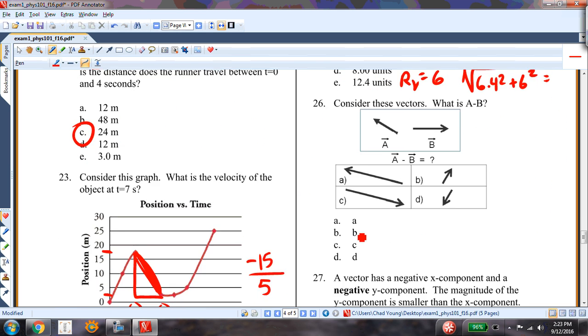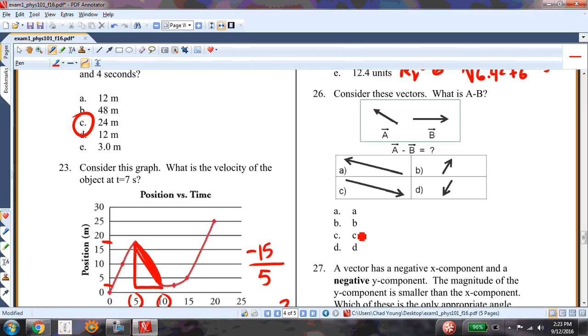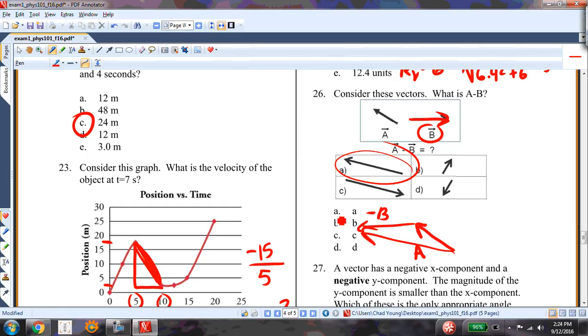Now consider these vectors. What is the difference? A minus B. So I first draw A. This is A. And then I draw the negative of B. That's negative B. Notice B was in this direction, but since it's negative now, I'm drawing it that way. And then my resultant will be this vector. So that is going to be A is 26.